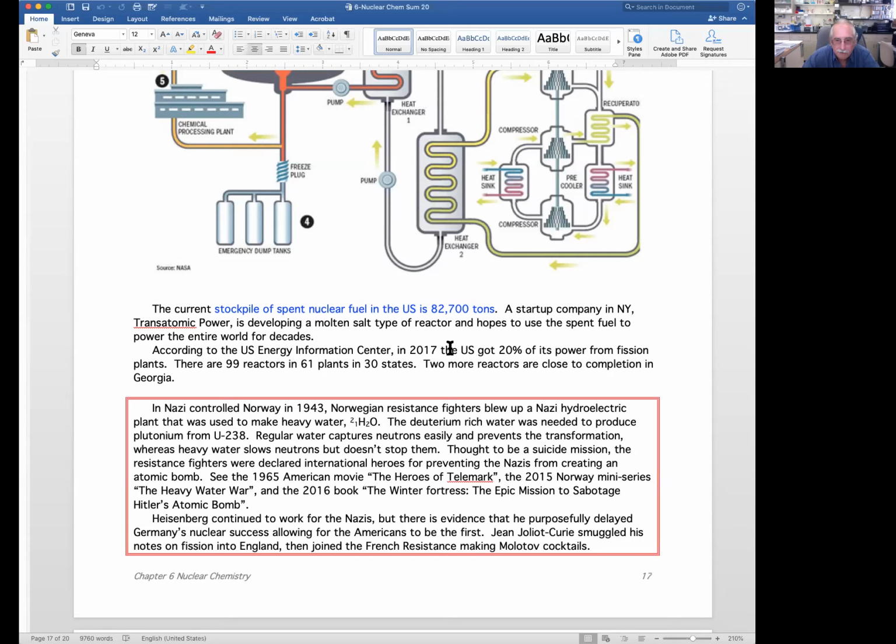In 2017, the US got 20% of its power from fission plants. So we got about 100 reactors, 61 plants in 30 different states.